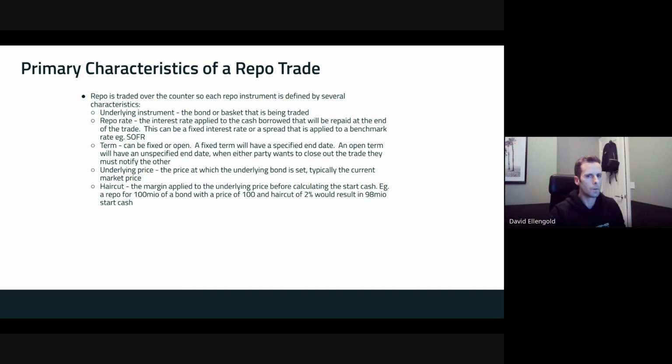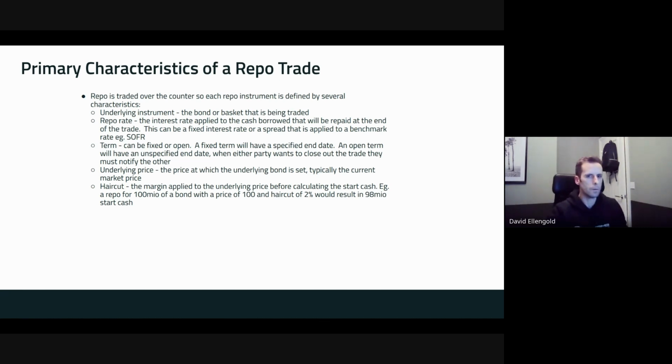Then the term is one of the other main characteristics. So, like I said before, there's always a start date and an end date. The term itself can be fixed, meaning it's going to start tomorrow, and then the end date will be in a week's time, or whatever you want to do. Or it can be for an open term, and that just means there's no defined end date.